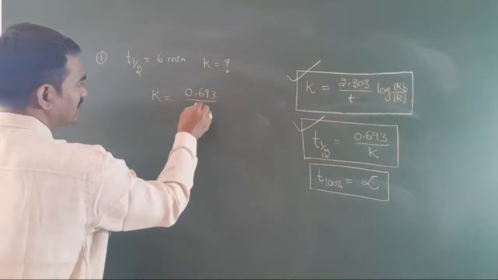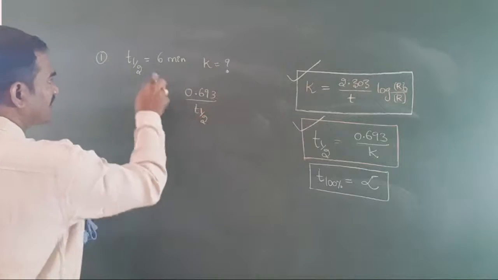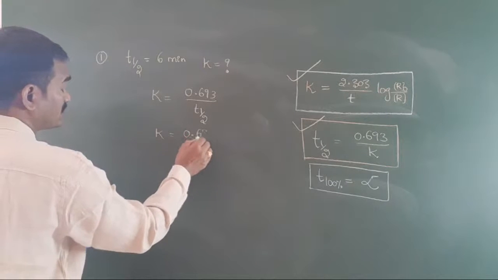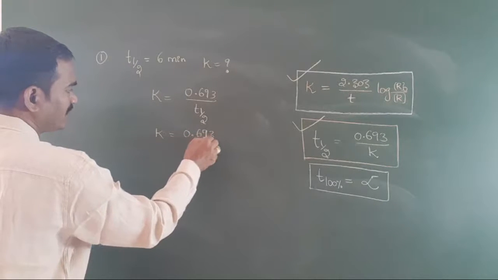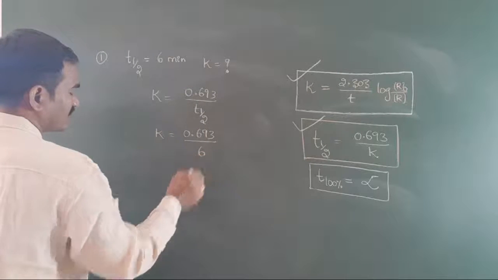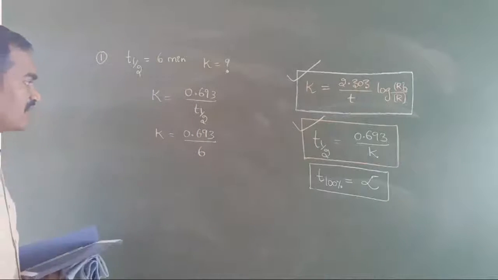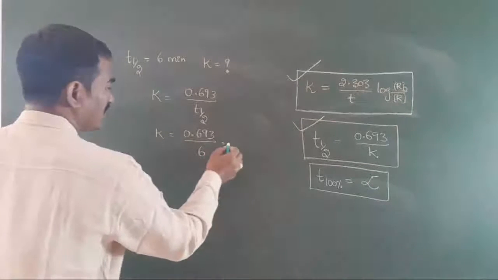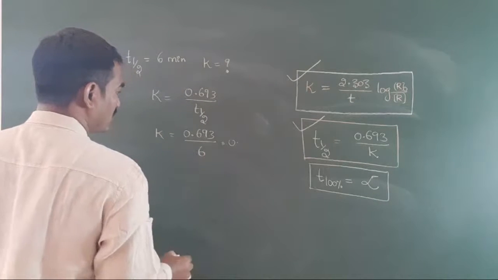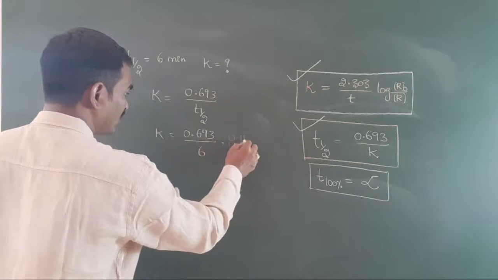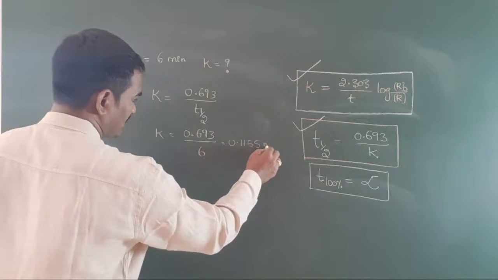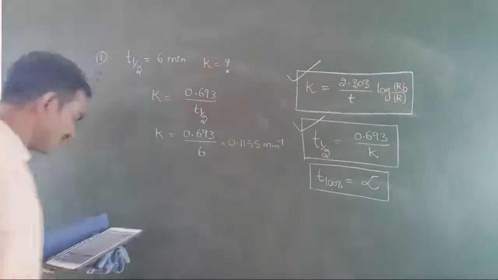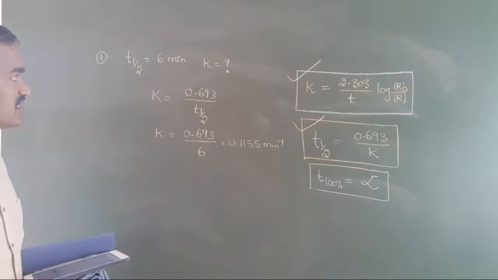0.693 by T half, and the T half value is given. K is equal to 0.693 by 6. Okay, so just cancel it. If you cancel it, you will get 0.693, and by the cancellation here, 0.115 will come. Just you do it. Here the unit is per minute. Take it down. Is it clear?